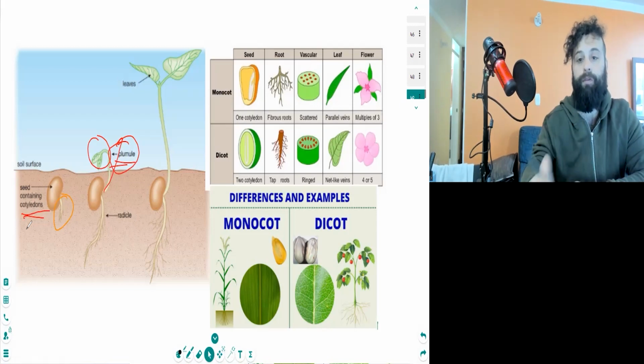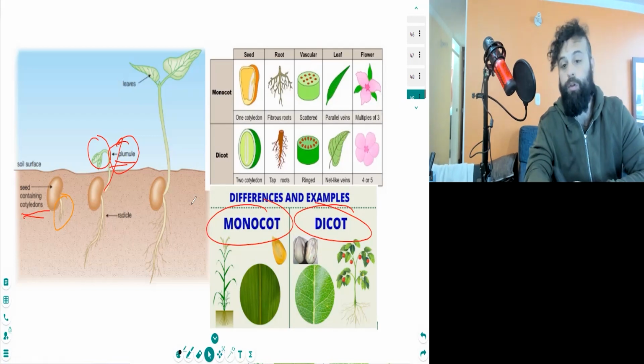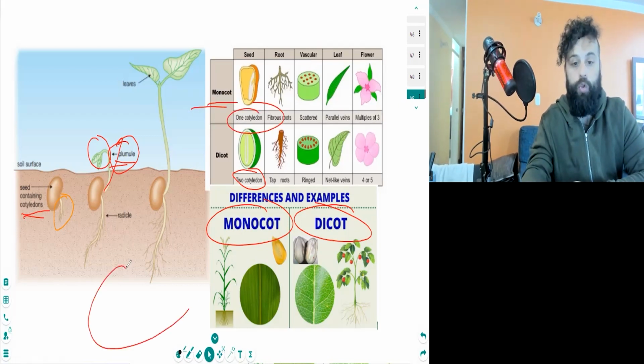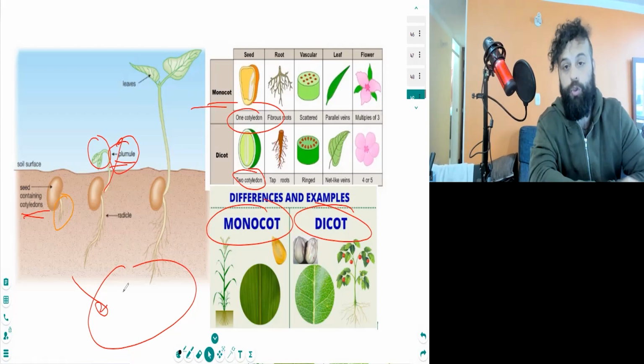Now, there are two types of plants I want to go through: dicot and monocot. In dicots, you can see that they have two cotyledons and they are packed with nutrients. With a monocot, you only have one of them. And with the monocot, you also have something called endosperm inside the actual seed. And this is a further nutrient source.